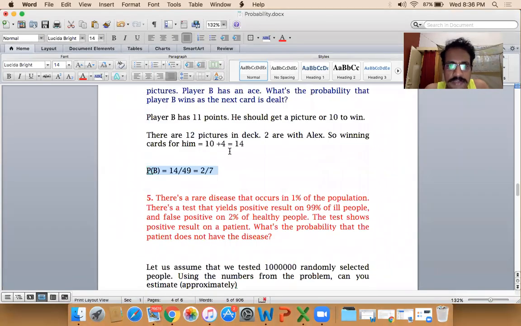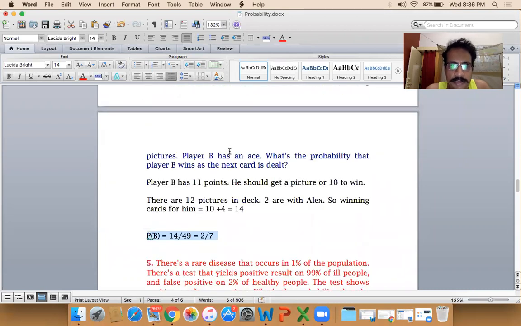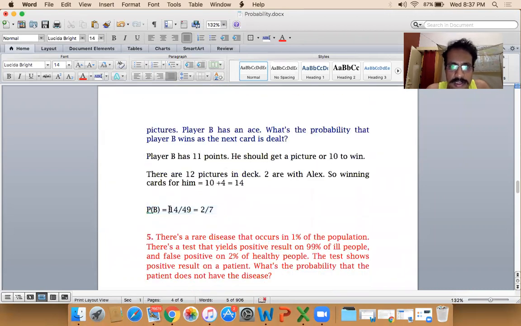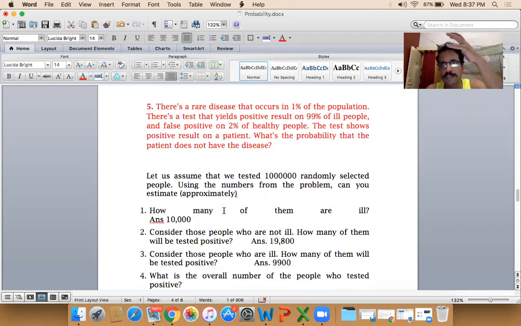Hi, so in part one, we were discussing this card game problem and we found out that there are 14 such cards which will make player B win, out of a total of 49 cards, so the probability of winning is 2 by 7.